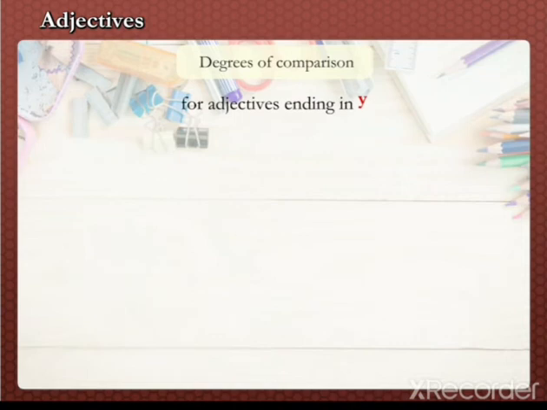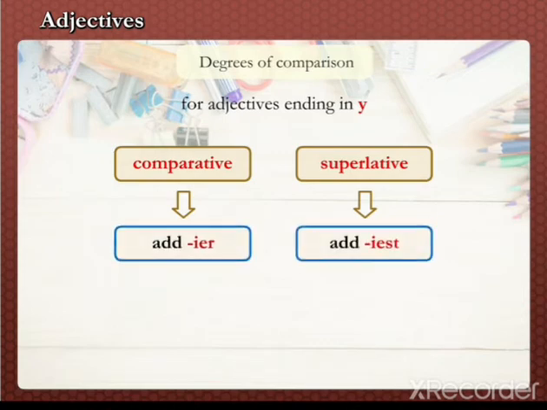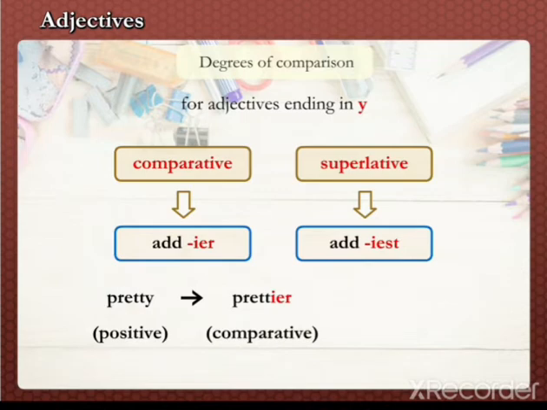For adjectives ending in Y, the comparative and the superlative degrees of an adjective can also be formed by removing Y and adding IER and IEST to a word. For example, the word pretty is in the positive degree. To form its comparative degree, we remove the Y and add IER, prettier. To form its superlative degree, we remove the Y and add IEST, prettiest.